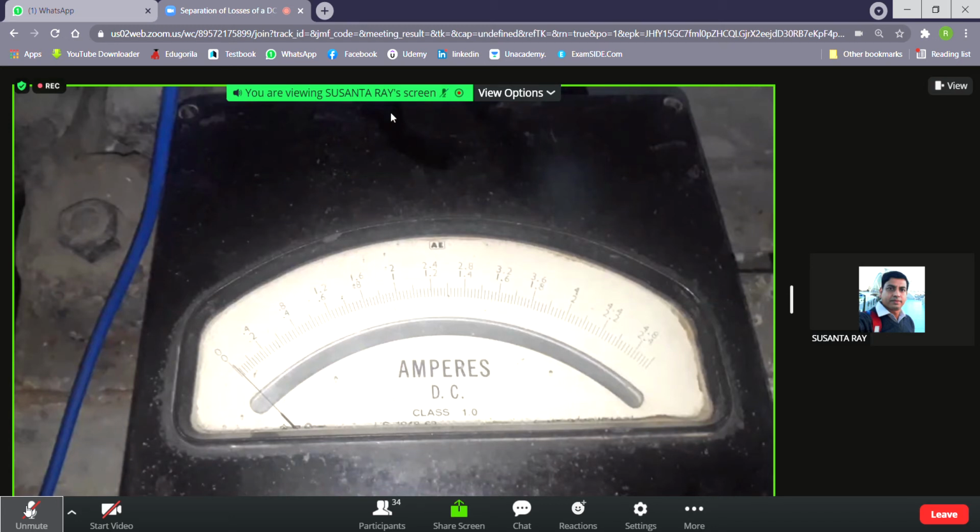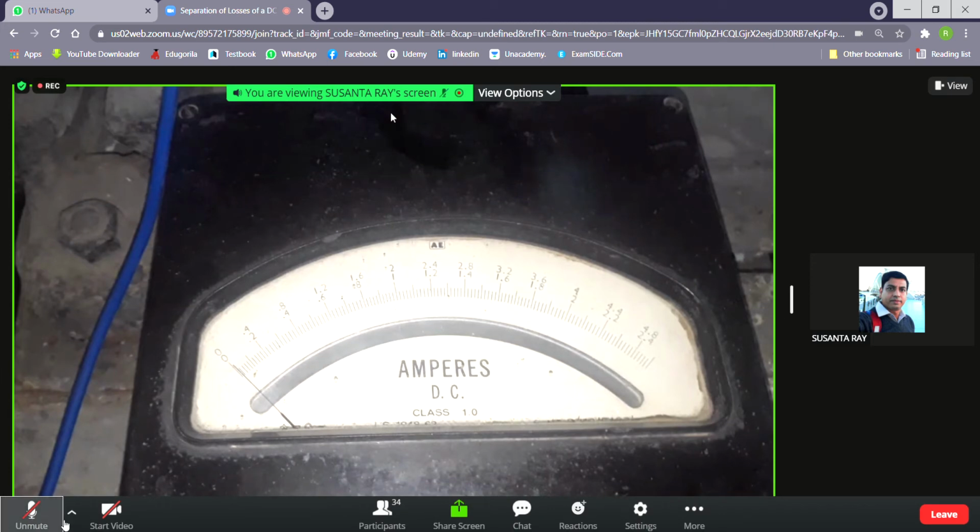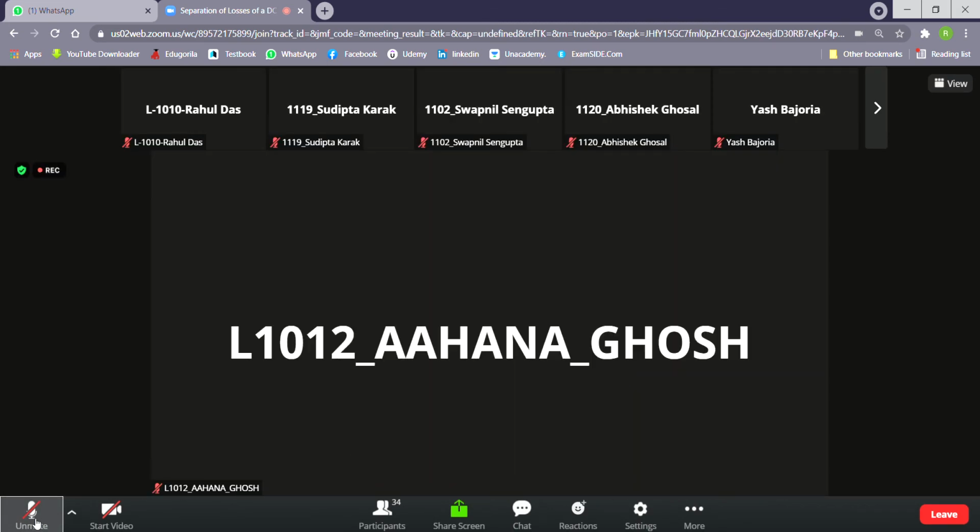This may be because the 5 ampere range of this instrument is cut. Do you understand? Though it has two ranges, there may be some problem with the 5 ampere range of this particular one. Only the 2.5 ampere range is working. That is perhaps why this particular instrument was connected in series with the armature. Got my point? Yes, sir.